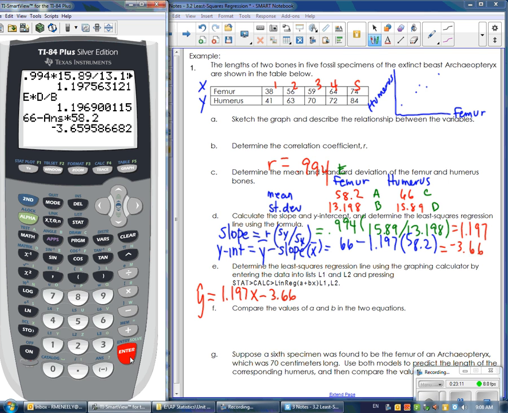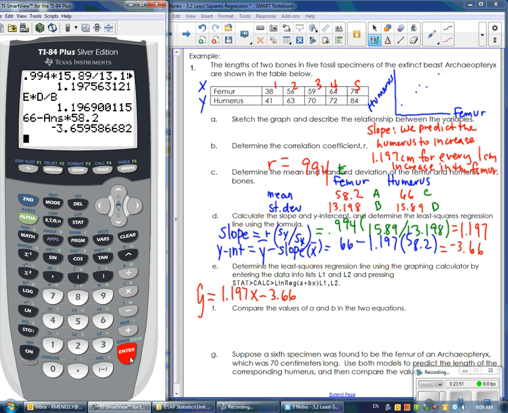So the slope, sorry, I don't have a ton of space. So the slope means we predict the humerus to increase 1.197 centimeters. I believe they're measured in centimeters, from the last class we used centimeters. For every 1 centimeter increase in the femur. Okay, that's what the slope represents.